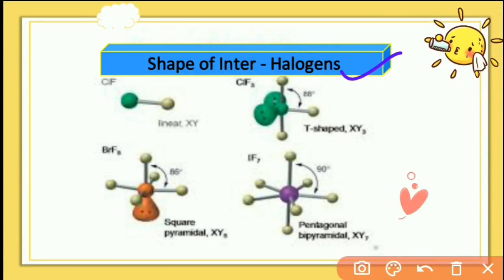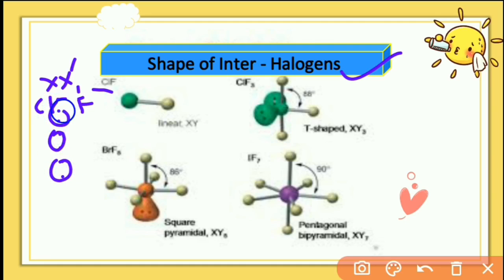Shape of interhalogens. First type of interhalogen is X-1 type, for example ClF. In the chlorine atom, 7 electrons are present in its valence shell. So only one fluorine atom forms a bond with the chlorine atom. So here 1, 2 and 3 lone pairs of electrons are present. So 3 plus 1 we get 4. It means the hybridization is sp3, but with only one bond pair, its shape is linear, and the other lone pair electrons are present.